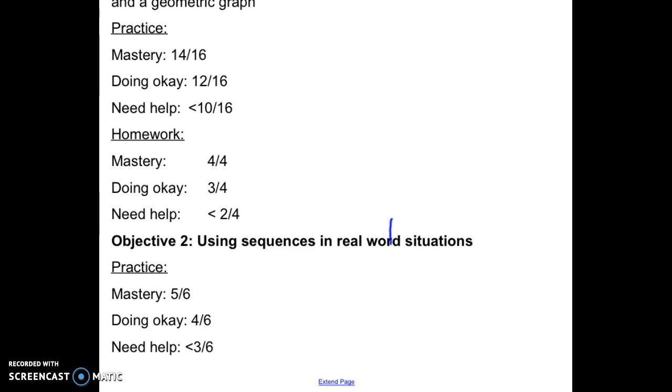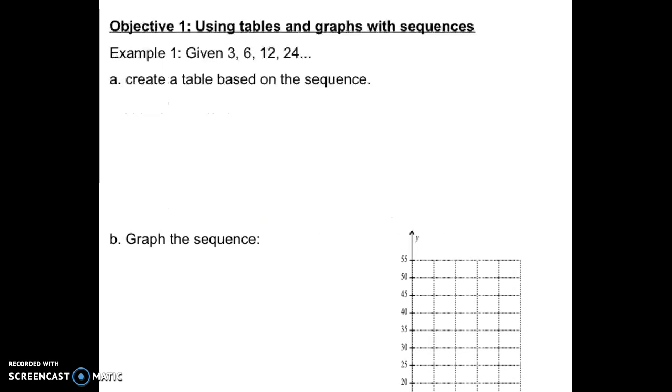So when you get to this part, objective 2, there's just practice problems. Mastery is 5 out of 6, again, because they're broken into pieces. There's 6 pieces because there's 2 problems. Doing okay is 4 out of 6, and you need help is less than 3. So you'll be able to gauge yourself. If you ever find yourself in the need help categories, please find me. I'll make a note, or I'll be coming around too to make sure everyone's tracking, but please always feel free to ask questions.